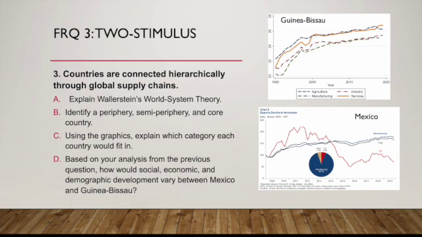And we just have one more FRQ to go, and this is our two stimulus FRQ. As you can see, we have two nice little charts over here that show the different economic sectors of Guinea-Bissau and Mexico. So our background information for number 3 here is countries are connected hierarchically through global supply chains. A. Explain Wallerstein's world system theory. B. Identify a periphery, semi-periphery, and core country. C. Using graphics, explain which category each country would fit in. D. Based on your analysis from the previous question, how does social, economic, and demographic development vary between Mexico and Guinea-Bissau?